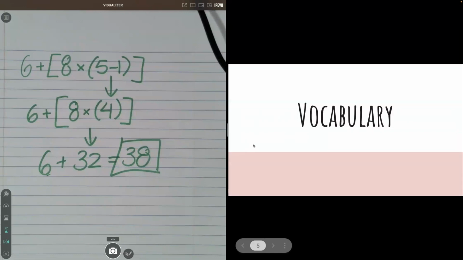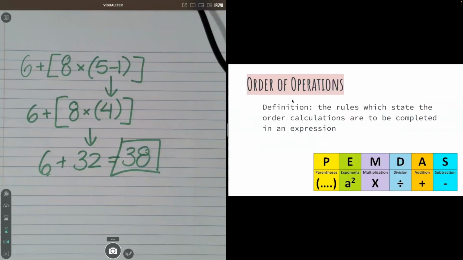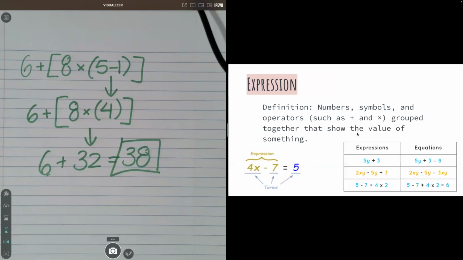Now looking at the vocabulary, order of operations, so the rules which state the order calculations are to be completed in an expression. So, parentheses, then I go to exponents, then multiply, divide together. This is one step. And then I add and subtract from left to right. This is one step. An expression, so numbers, symbols, and operators such as addition and multiplication grouped together that show the value of something. Like this, 4x minus 7, that is an expression.